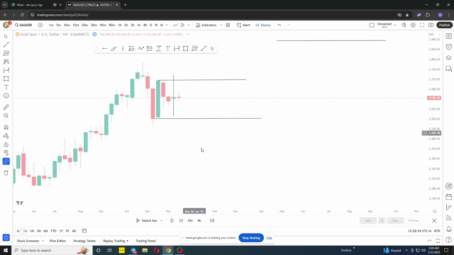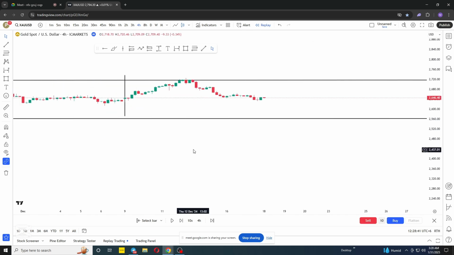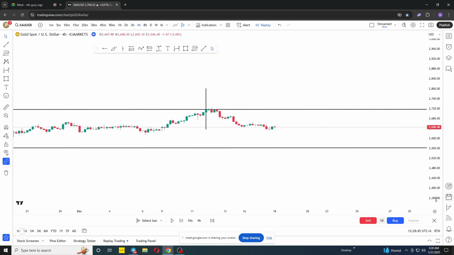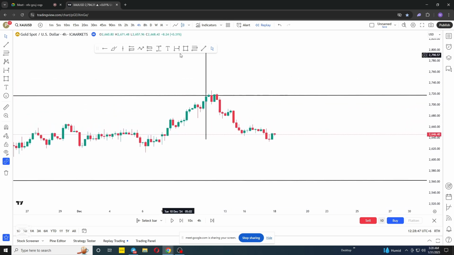Go to H4. Now, this is the marking, but the rejection happened somewhere here, isn't it? So this is the breakout. Now, from weekly, the storyline or the direction has changed a little bit to bearish. Now, understanding till where it will be bearish, that's the thing to know now, isn't it?